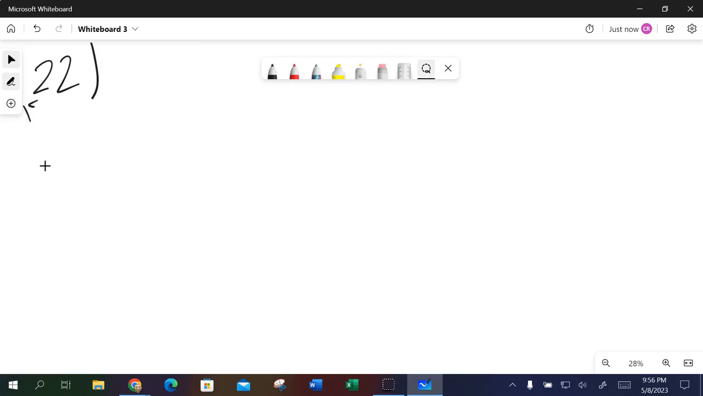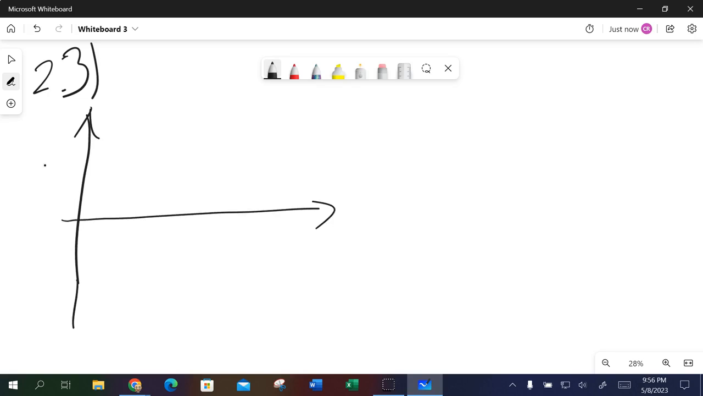Moving on to question number 23. Question number 23 gives us a velocity versus time graph, and it asks us to find when the thing in motion gets back to its original position. 1, 2, and this is negative 1, this is negative 2, this is negative 3. Here we're just going to estimate at the beginning.